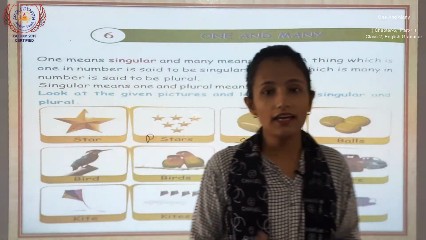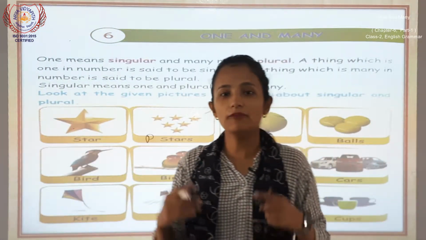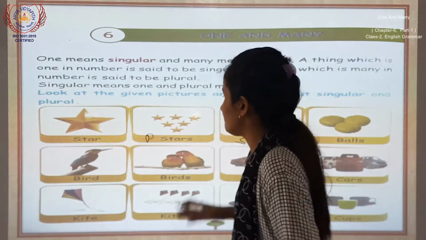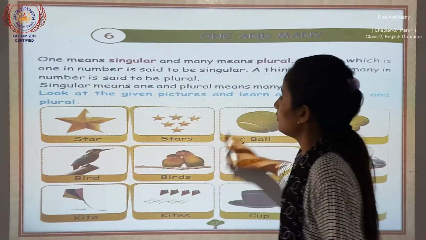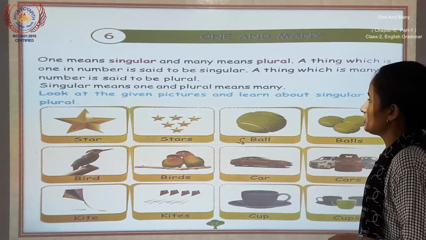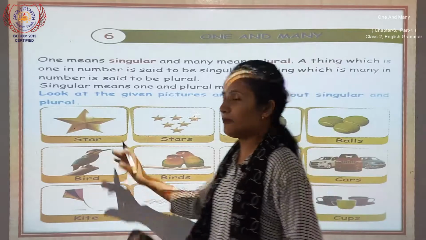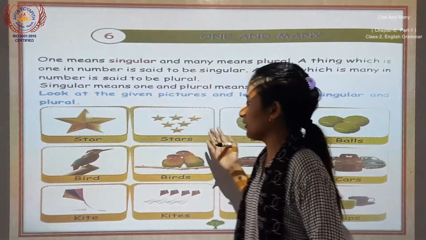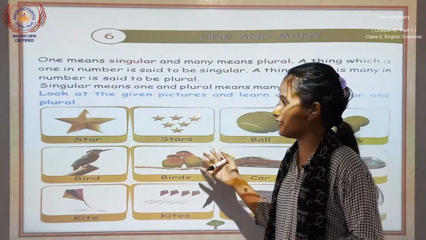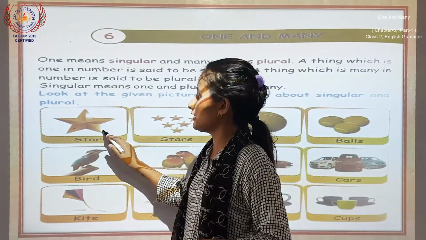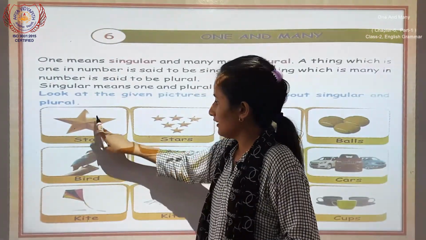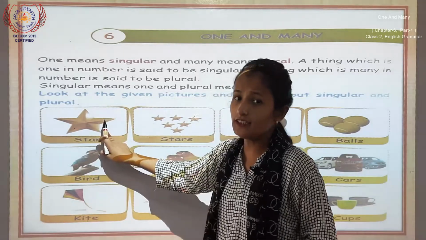Singular का मतलब क्या है? एक, and plural का मतलब एक से ज़्यादा, okay? So look at the given pictures and learn about singular and plural. यहाँ पर pictures दिया है, यहाँ पर आप examples के साथ दिया है. You can see there are some examples. Singular means one star. ये क्या है? एक ही star है. So this is singular.